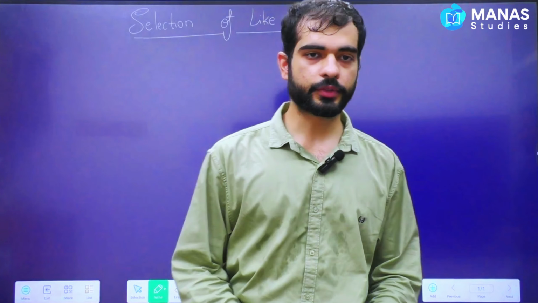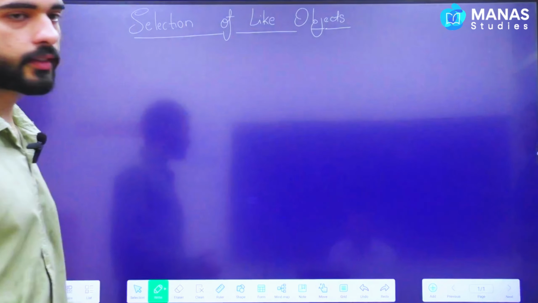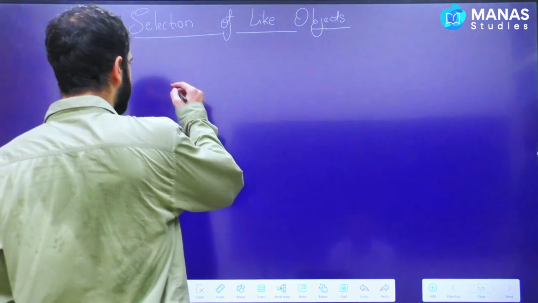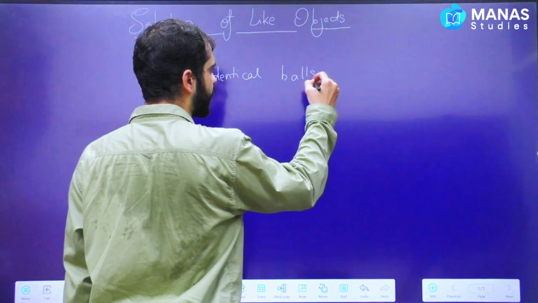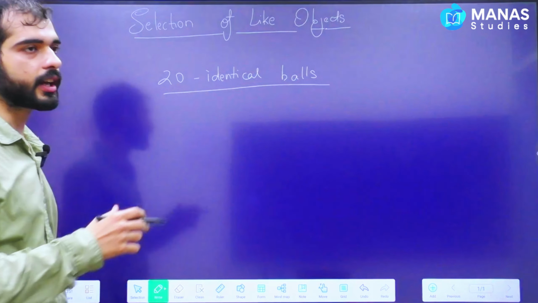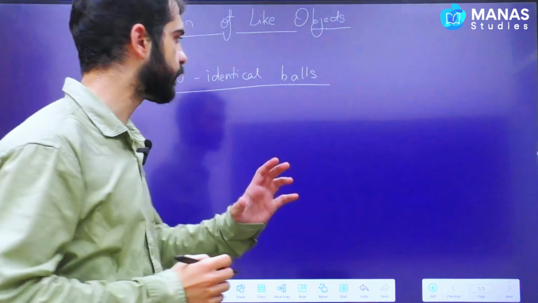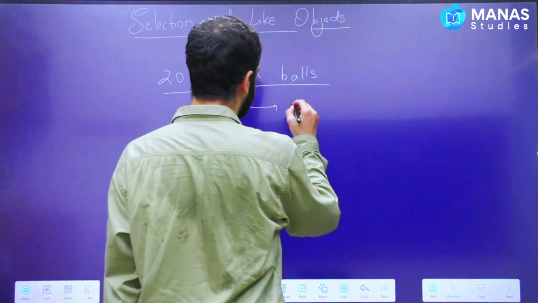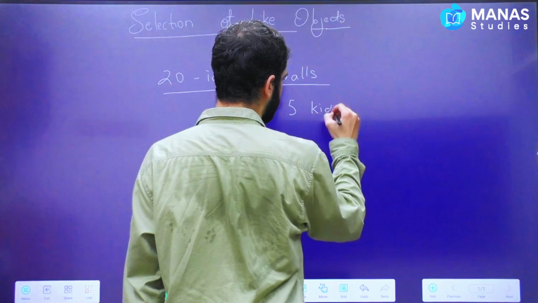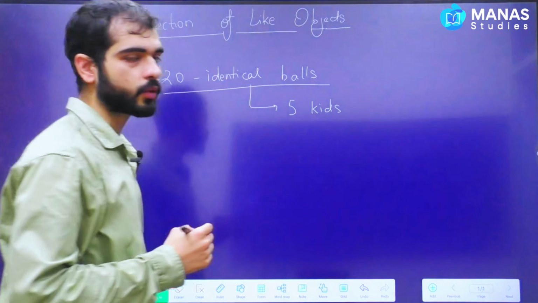Hi, let's focus on today's topic, that is selection of like objects. Let's say I have 20 identical balls. If I'm having 20 identical balls and I have to distribute these 20 identical balls among 5 kids, that means 20 identical balls have to be distributed among 5 kids. Let's try to understand what happens.